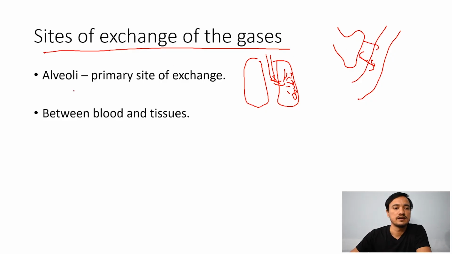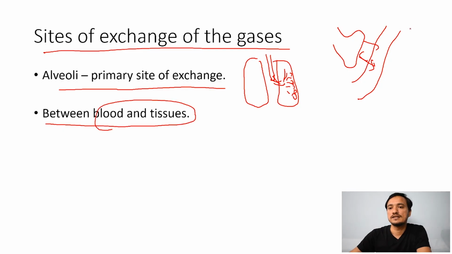Here it is written: alveoli, primary site of the exchange. Exchange of the gases means exchange of O2 and CO2. The second site is between blood and tissues. This blood gets oxygenated and goes to the tissue, and there is a capillary near the tissue, which is also a site of exchange. So there are two sites: one is the alveoli and one is between blood and the tissue. This is about this topic.